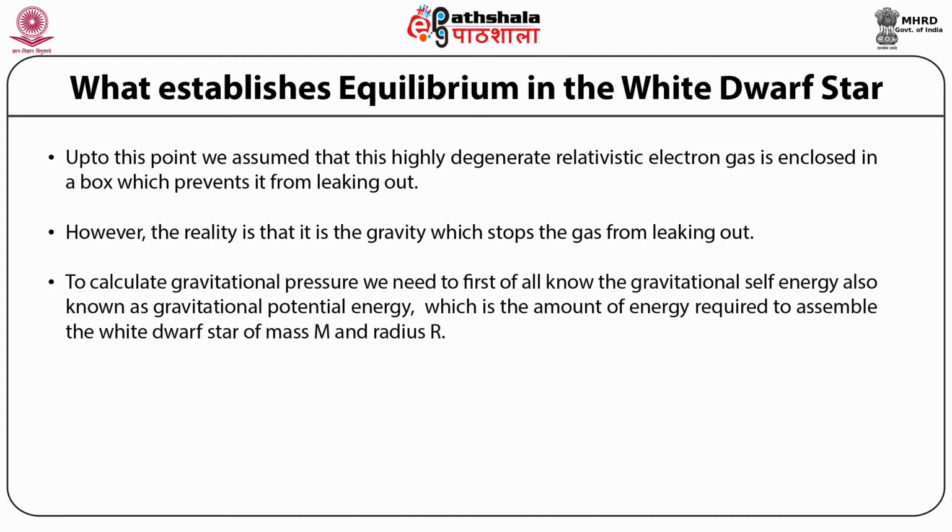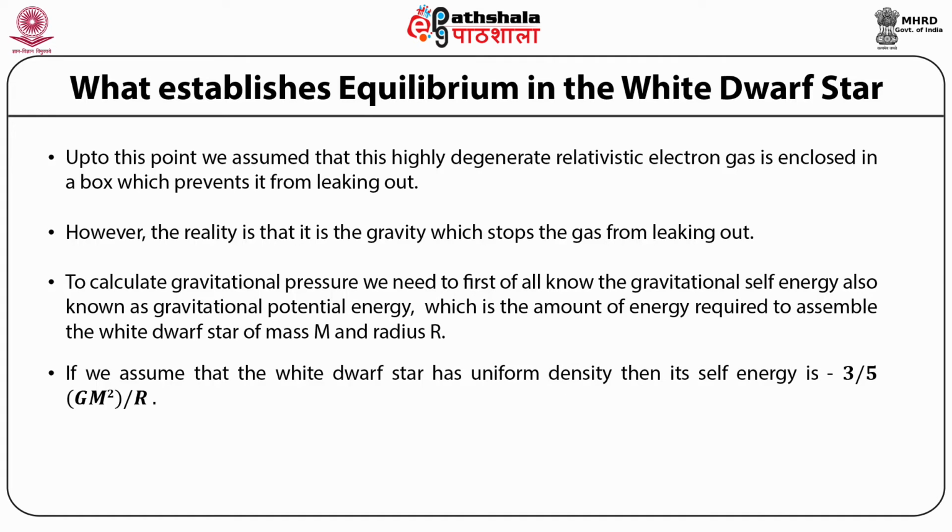To calculate gravitational pressure, we first need to know the gravitational self-energy, also known as gravitational potential energy, which is the amount of energy required to assemble the white dwarf star of mass M and radius R. If we assume that the white dwarf star has uniform density, then its self-energy is 3/5 GM²/R, where G is the gravitational constant.